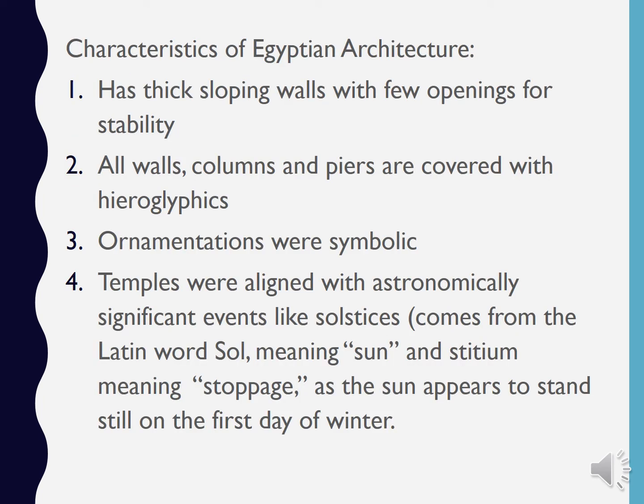These are the characteristics of Egyptian architecture. Number 1, thick sloping walls with few openings for stability. 2, all walls, columns and piers are covered with hieroglyphics. 3, ornamentations were symbolic. Number 4, temples were aligned with astronomically significant events like solstices, which comes from the Latin word sol meaning sun and sistere meaning stoppage, as the sun appears to stand still on the first day of winter.